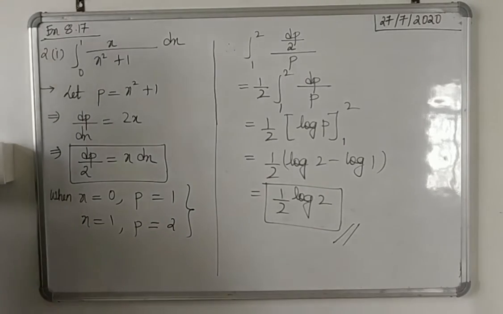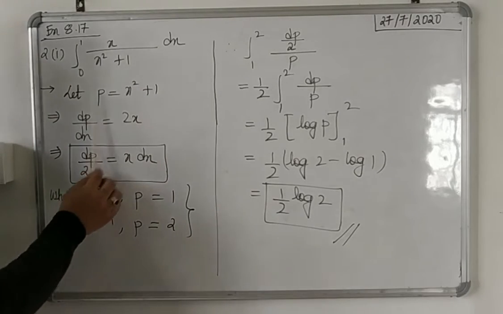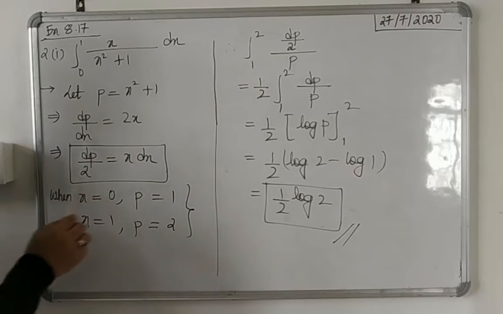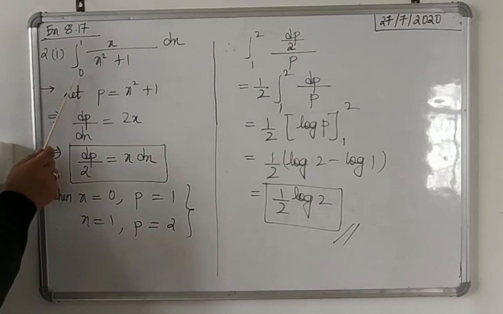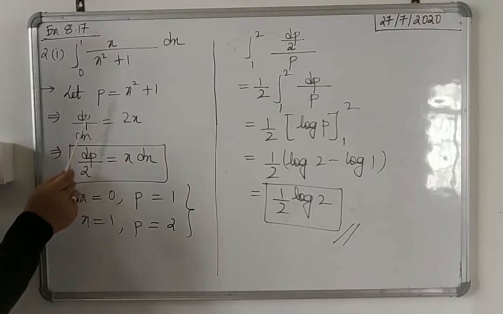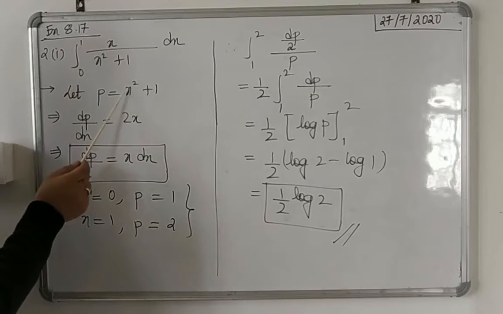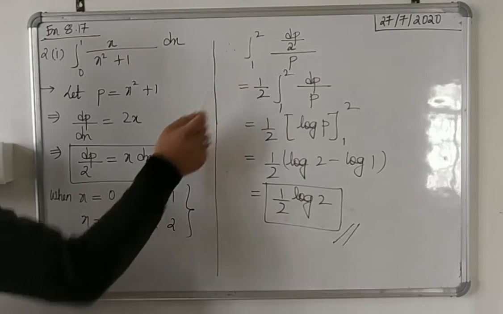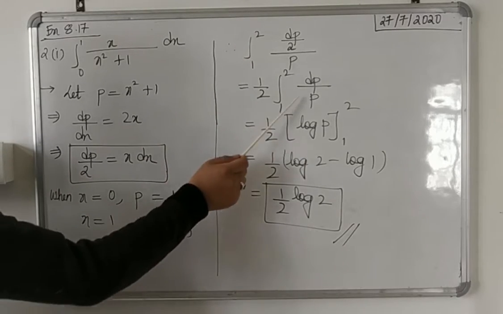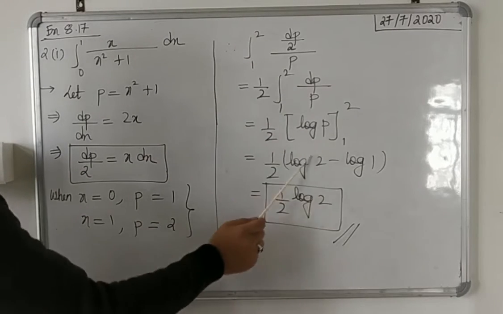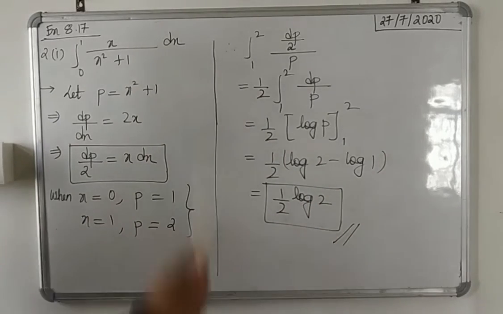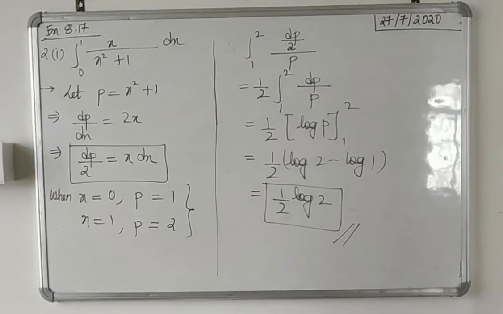The power is less than the denominator, so we substitute. Very easy substitution, x squared plus 1. So you'll be clear till here. To find the limits is very simple as well. We put x equals 0, p equals 1. We put x equals 1, p equals 2. So new lower, new upper. You get this 1 by 2 constant, integration of dp by p, log p, upper limit minus lower limit, log 1 is 0, hence the answer is half log 2. Please pause the video and note it down.